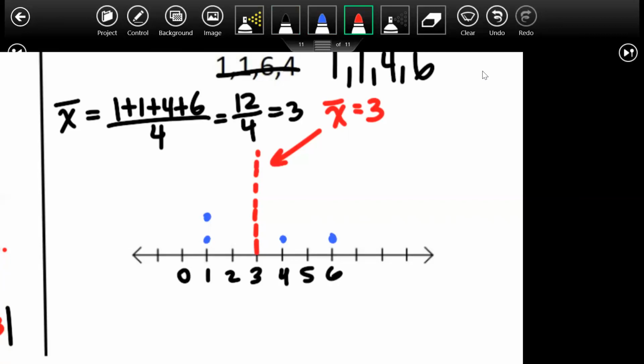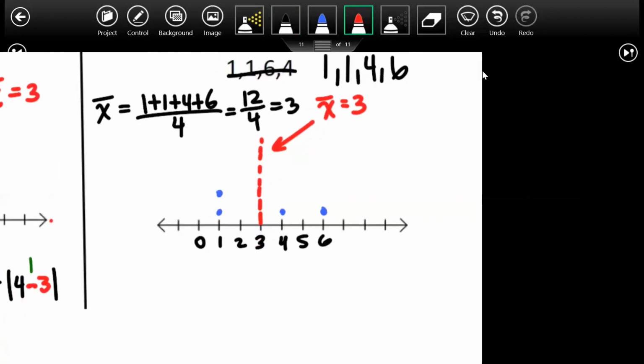How many numbers do I have in my data set? 4. Average: add up the numbers, divide by how many numbers. Good question. Here we go. Let's find the distances between them. So we're going to do the absolute value of, what's my first number? So we're going to do 1 minus, what's my mean? Minus it. Always, always, always.